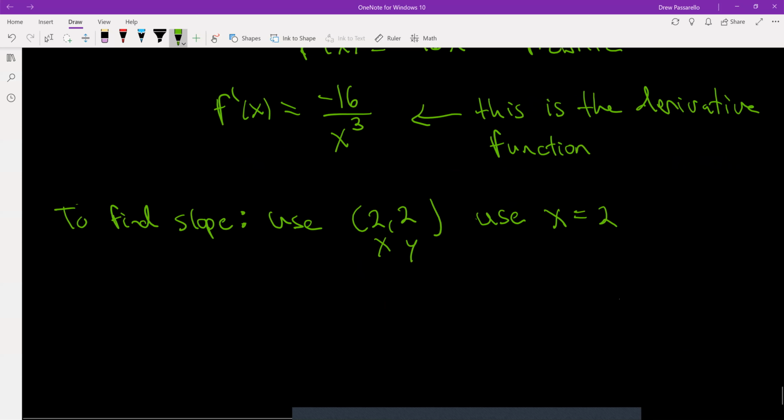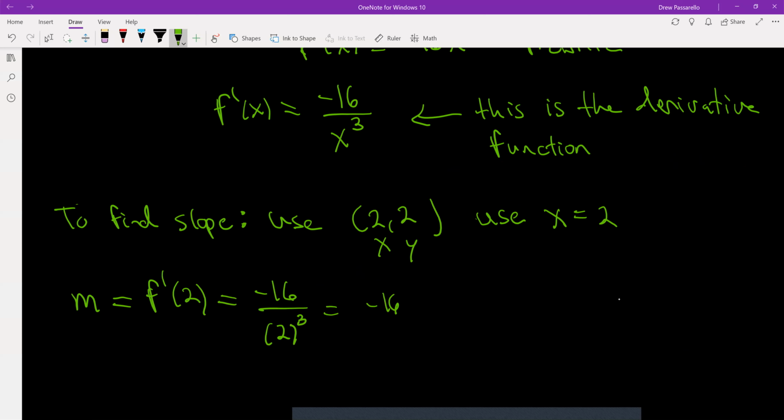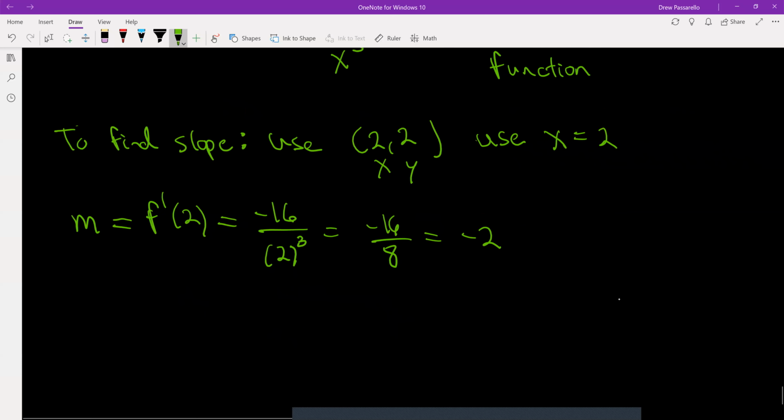So the slope m is equal to f prime of 2. And then I plug 2 in for x, so it'd be -16 over 2 cubed. That's -16, and then 2 cubed is 8. So -16 over 8 is -2. All right, so the slope of the tangent line is -2.